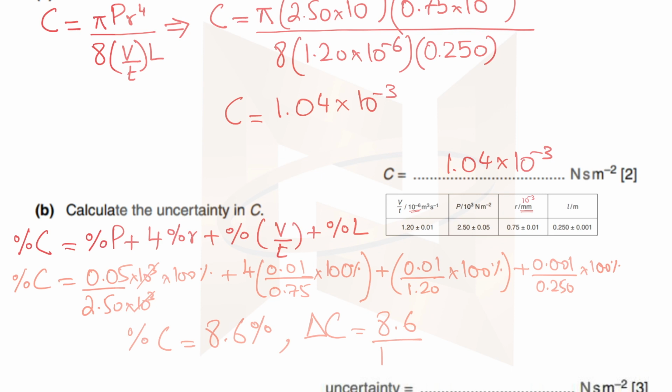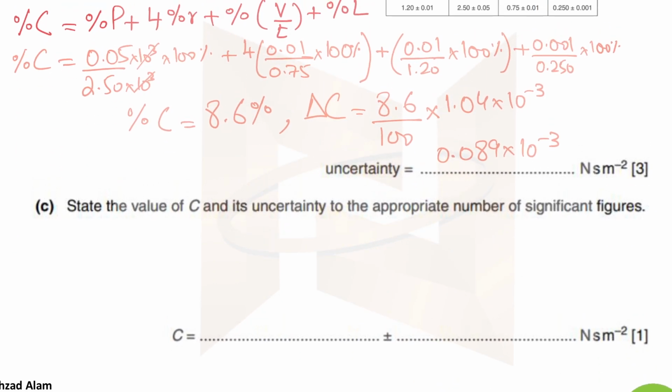Now to calculate delta C, you need to multiply this percentage error with the value. So 8.6% of 1.04 into 10 raised to power minus 3, and you'll get the uncertainty in C as 0.089 into 10 raised to power minus 3. Now please remember at this point that whenever they ask you to give the uncertainty, it is always given to one significant figure. 0.089 into 10 to the minus 3 over here is two significant figures. So you will convert this to one significant figure, which is 0.09 into 10 to the minus 3, and then you will write down your final answer.